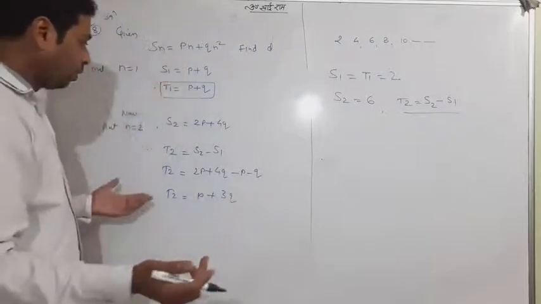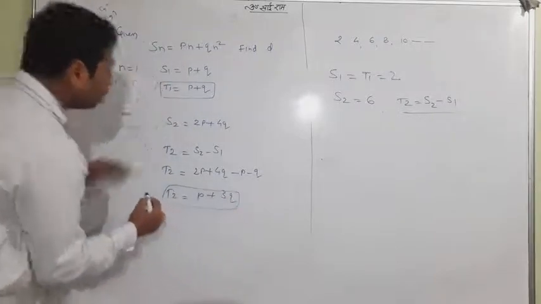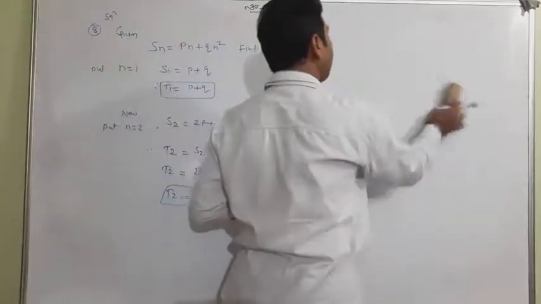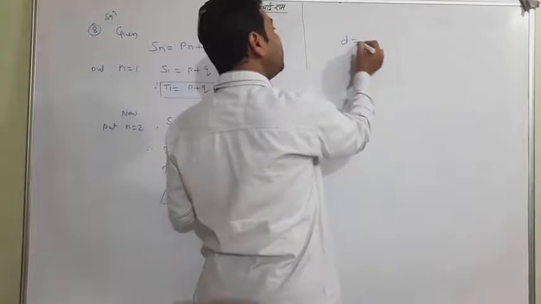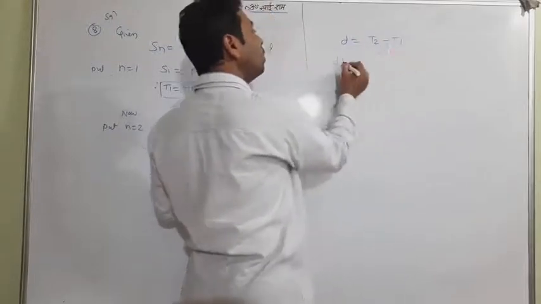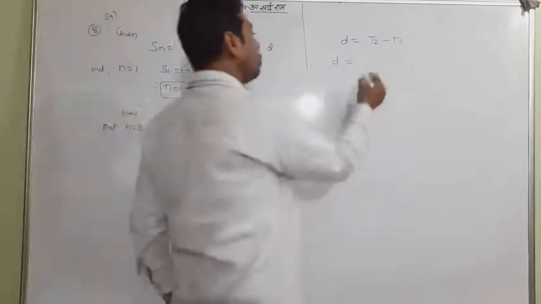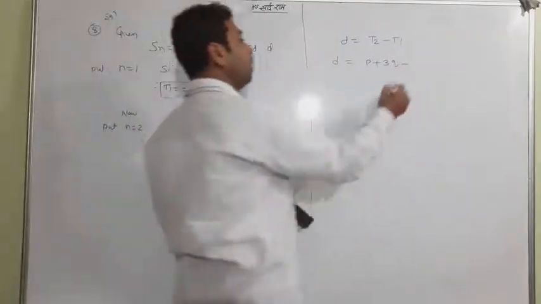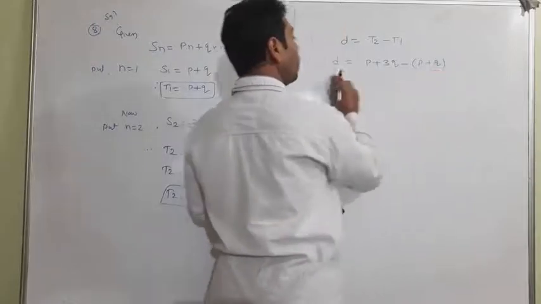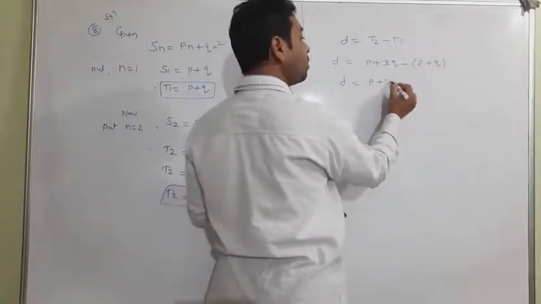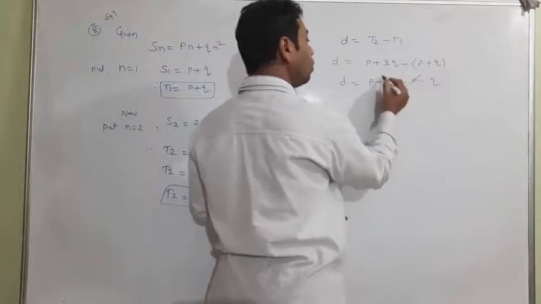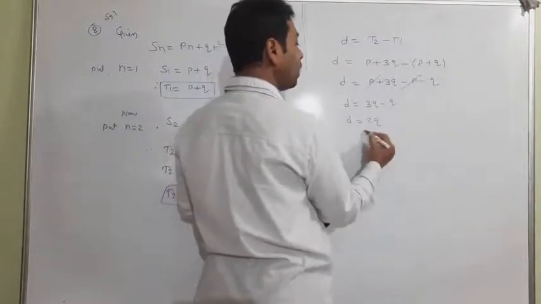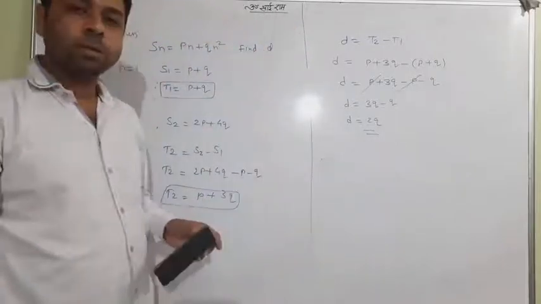What did you find? You got T2 and you got T1. Now you were told to find d. So d is only a formality now, because you know that d is the second term minus the first term. The second term is your P plus 3Q, and the first term is P plus Q. Then d is equal to P plus 3Q minus P minus Q. Cancel. d is equal to 3Q minus Q, d is equal to 2Q. That's the answer.